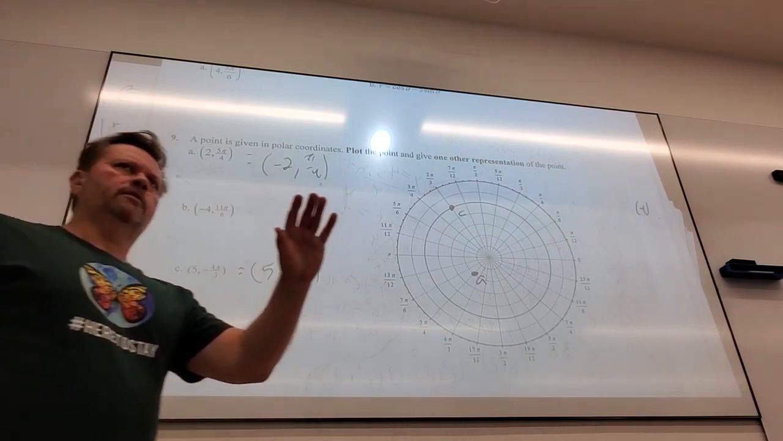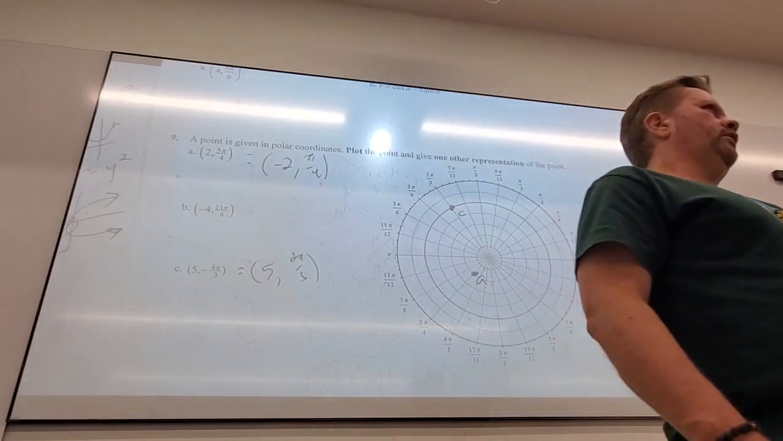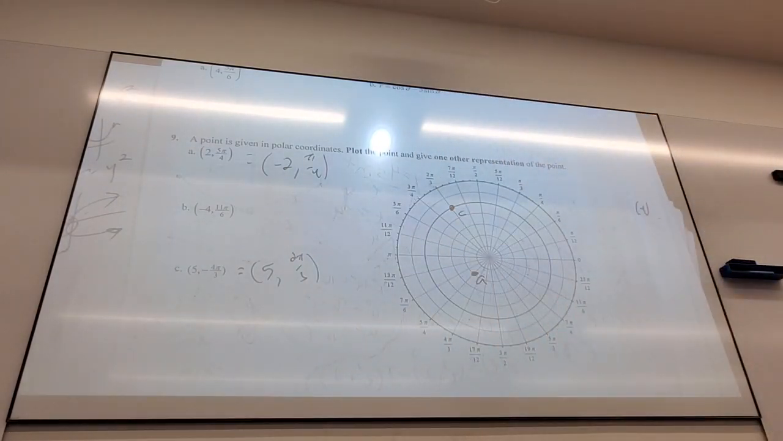So basically, the two main ways to redo a polar point are with a negative r or a negative angle, like the opposite angle, right? Those are the two main ways to represent the same point differently. Okay.